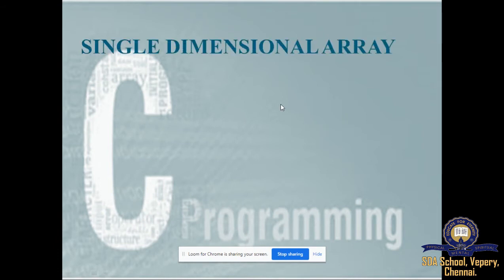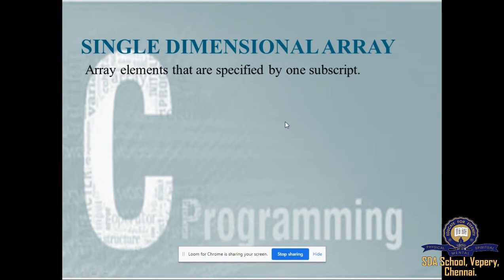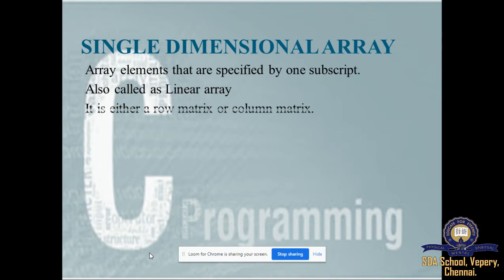So first thing, single dimensional array. Here it is specified using one subscript. What is a subscript? Yes, the size of the array, that is given only one, that is one subscript. So it is also called a linear array. Linear is nothing but a straight, one after the other sequence. And it is either a row matrix or a column matrix.